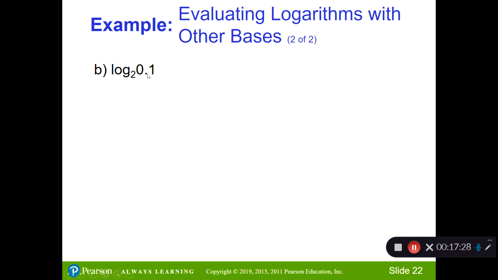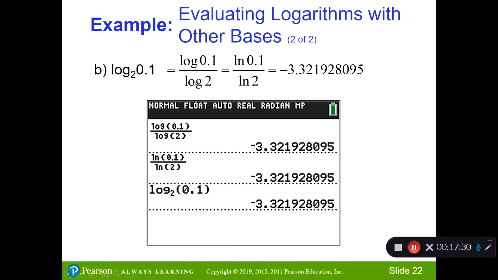Log base 2 of 0.1, I would write as log of 0.1 over log of 2, or ln of 0.1 over ln of 2. Plug it into a calculator either way, and I see it's negative 3.32-ish.